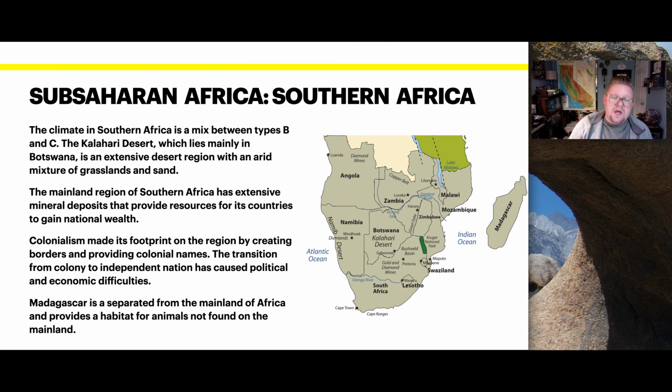wealth. Colonialism made its footprint on the region by creating borders and providing colonial-style names. The transition from colonial to independent nation has caused political and economic difficulties. We also include Madagascar in Southern Africa, which is separated from the mainland of Africa and provides a habitat for animals and plants not found on the mainland itself.